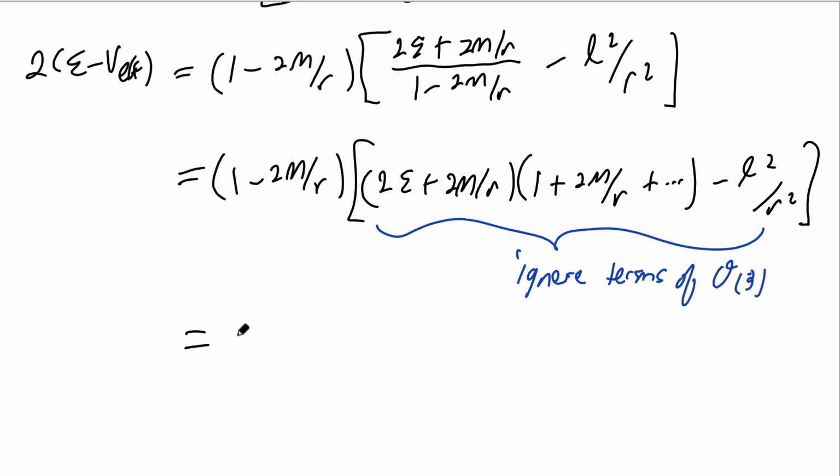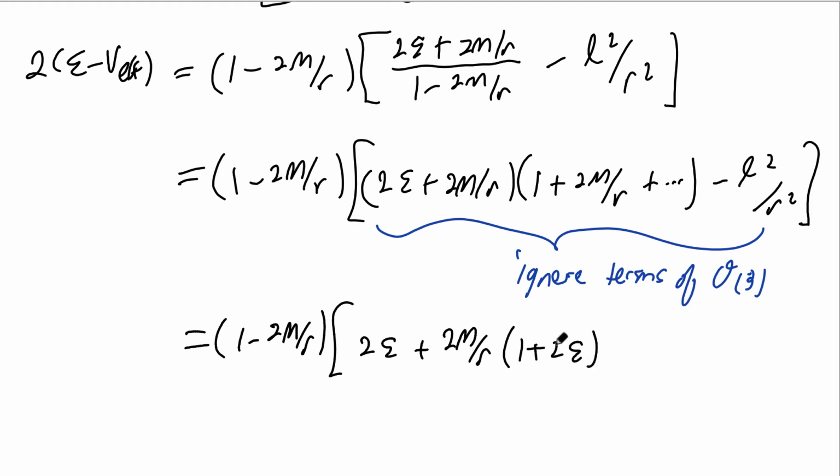Now let's simplify this a bit. We have 1 minus 2m over r times 2e from 2e times 1. We have plus 2m over r times 1 plus 2e. So that takes into account the terms, this 2e times 2m over r, and also this 2m over r times 1. Those are contained in these terms. And we're also left with 2m over r squared.